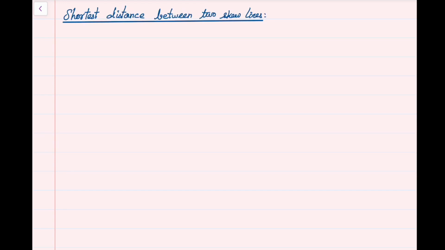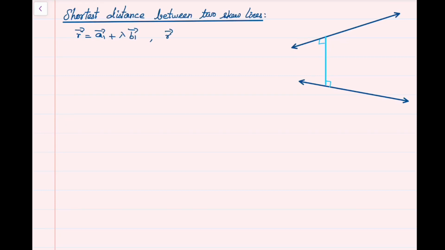Now let us see how to find the shortest distance between two skew lines. Let's consider two skew lines. I have drawn two skew lines in a two-dimensional board, so they look like intersecting lines, but consider them as skew lines. Let this be the shortest distance between the two lines. The line of shortest distance will be perpendicular to both the lines. Let us consider these two line equations as vector r is equal to vector a1 plus lambda times vector b1, and equation of the second line as vector r is equal to vector a2 plus mu times vector b2.